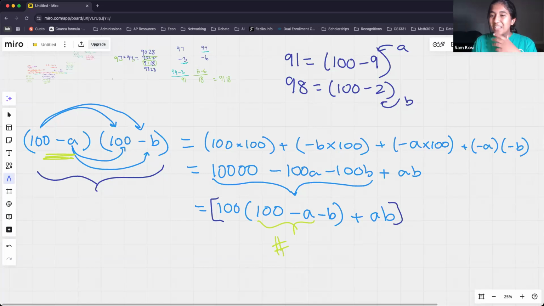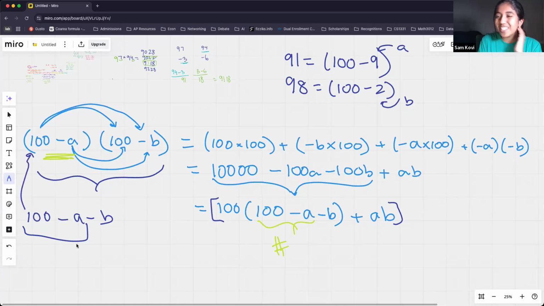Yes? Okay, awesome. So if you look at the 100 minus a minus b, notice that we actually have one of our starting numbers in here. Isn't 100 minus a something that we started with? Yeah, we started with 100 minus a, remember? Because that's one of our factors up here. So we definitely started with 100 minus a. And then we said that b is another difference.